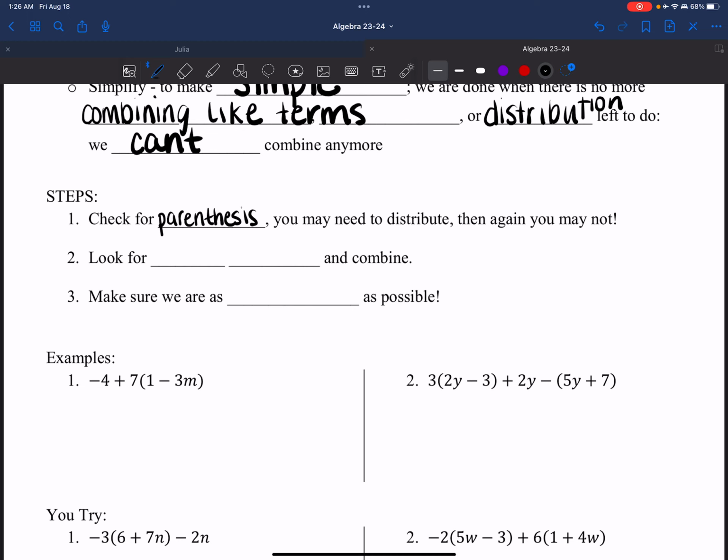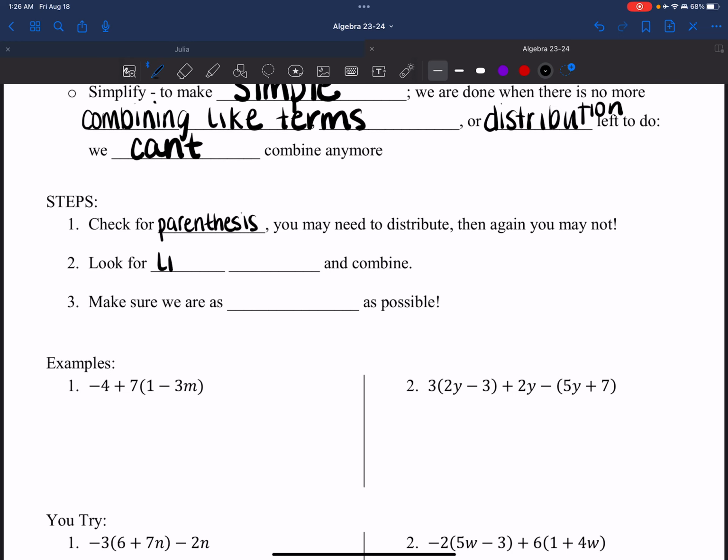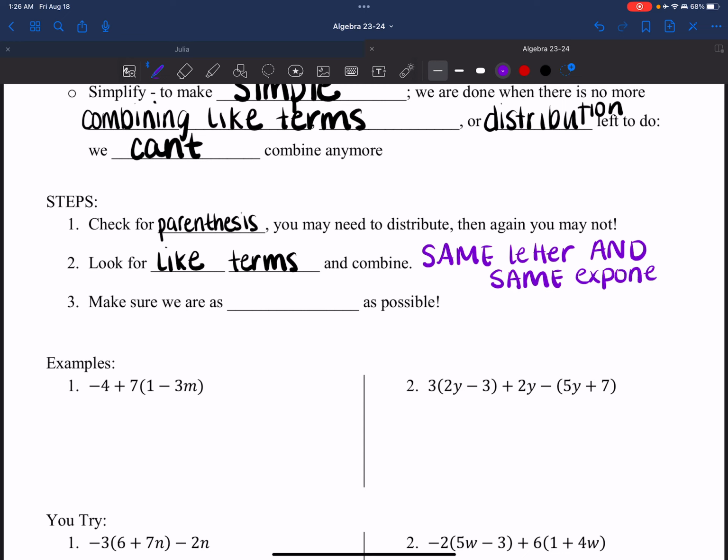Okay, now step number 2, you want to look for like terms and combine. Okay, you want to combine like terms. Remember your 2 qualifications. Okay, remember that you need to have the same letter and the same exponent when you combine like terms. Okay, so remember, same letter and the same exponent. All right, then the 3rd step is you want to make sure that we are as simple as possible. Okay, I guarantee you it is not as hard as you guys are looking at it to be. Follow the steps and you'll be good.